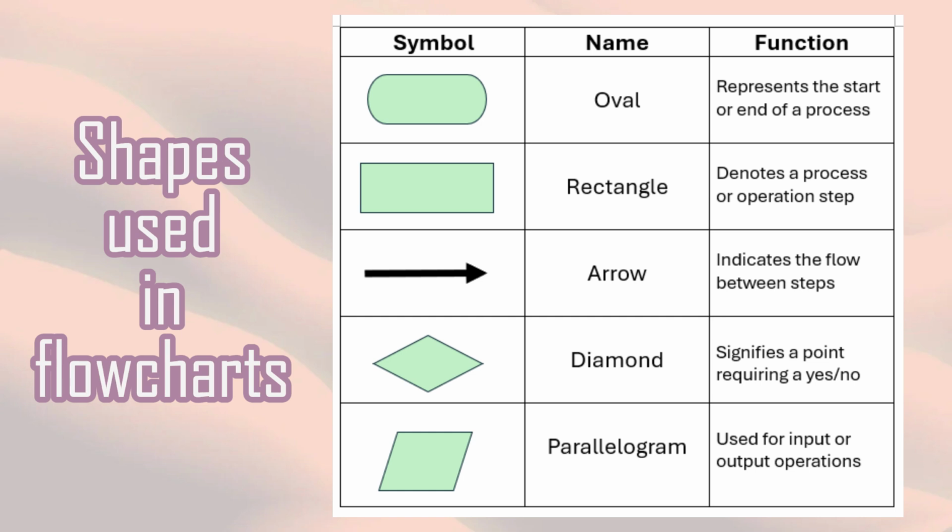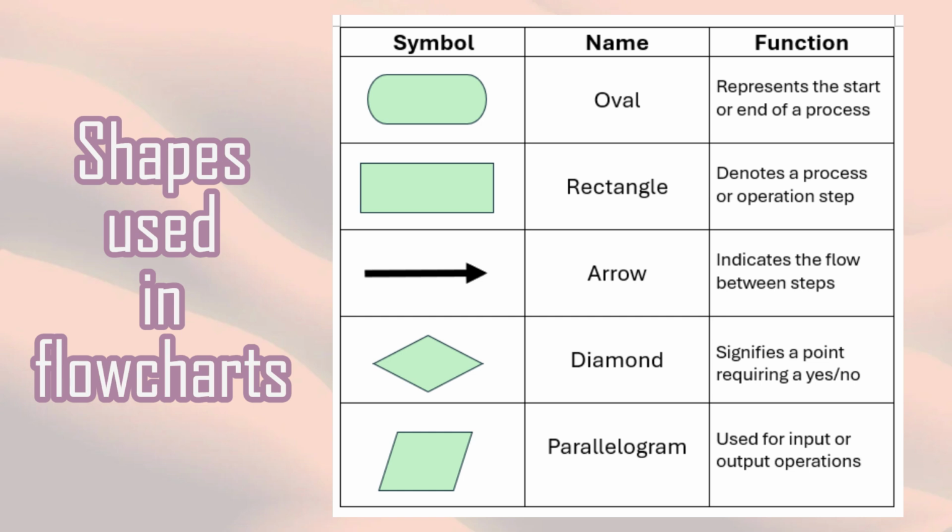So the first is the oval shape. As you all know, it represents the start or end of a process, and it is also known as a terminator. The next one is the rectangle, also known as the processing box or computation, that denotes a process or operation steps. The next one is the arrowhead. Arrowhead, you all know what it does. It is used to represent the flow of control of a program.